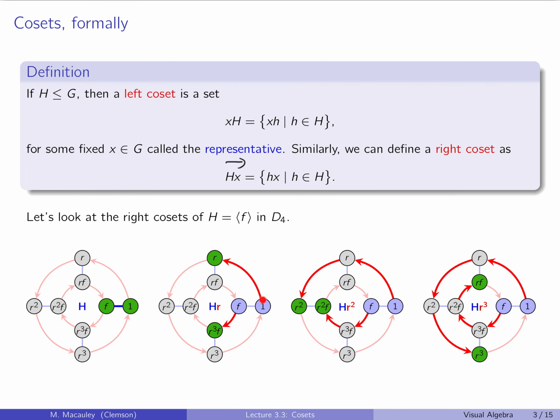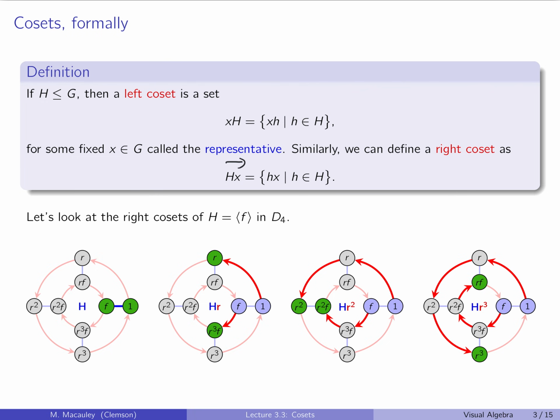So R from 1 takes us up here, from F takes us down here. If you do HR squared, so doing R squared from each node in H, R squared takes you over here from 1, and from F it takes you right there. And then finally HR cubed. If you do R cubed from 1, you get to R cubed, and R cubed from F, you get to RF.